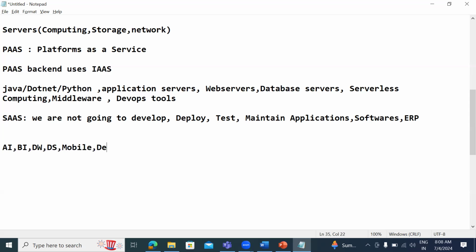Then we have DevOps kind of tools, robotics, then blockchain, then mobile MDM kind of solutions. All these have been coming into the cloud itself. So today Azure is not going to support only infrastructure, platforms, or software. A vast set of options and services are available in the cloud.